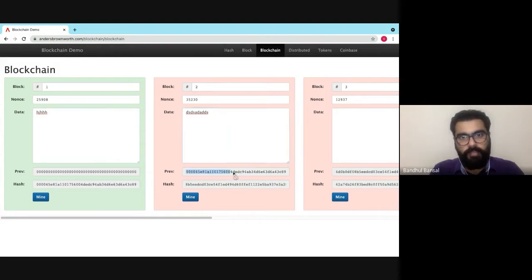Before that, just have a look at the previous value. You'll see that it is very, very similar to the hash of this particular block now linked to this block. And this is how a blockchain is formed. And this is the concept of timestamp server that Satoshi has mentioned, right?